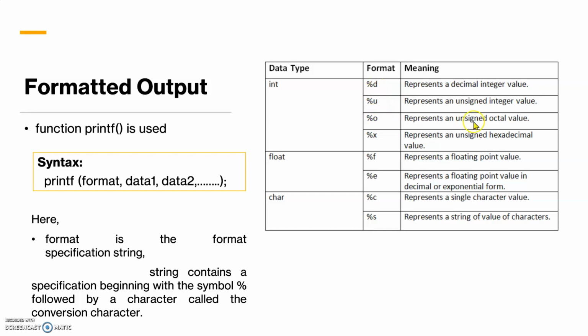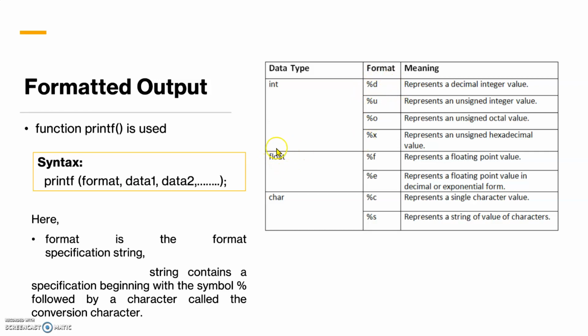If you are talking about an unsigned octal value, you can use percentage O, or percentage X for an unsigned hexadecimal value. So if you want to be more specific, you can use these three, or in general, if you want to mention a decimal value, you can directly give percentage D. If you are reading an integer value directly, you can give percentage D. Similarly, if you are taking a long int, you can write percentage LD also.